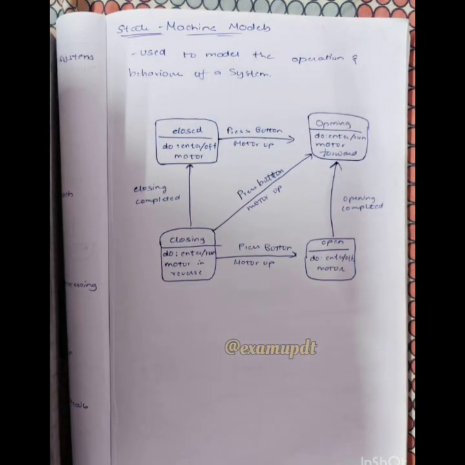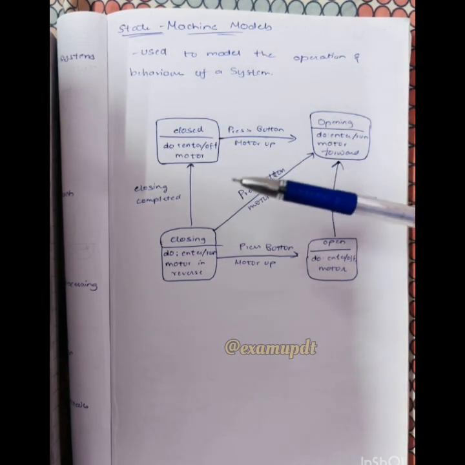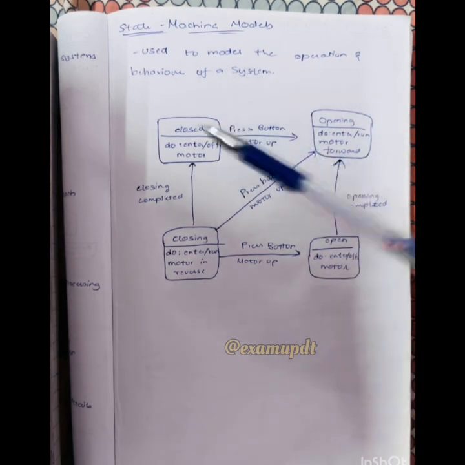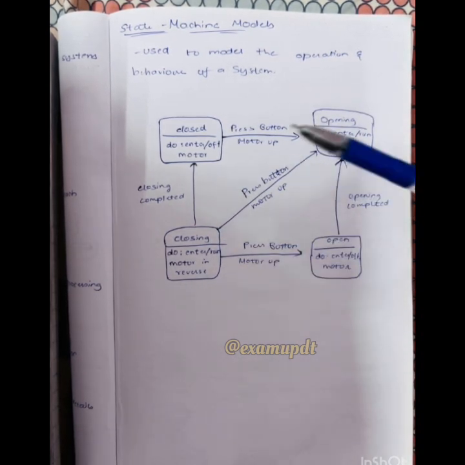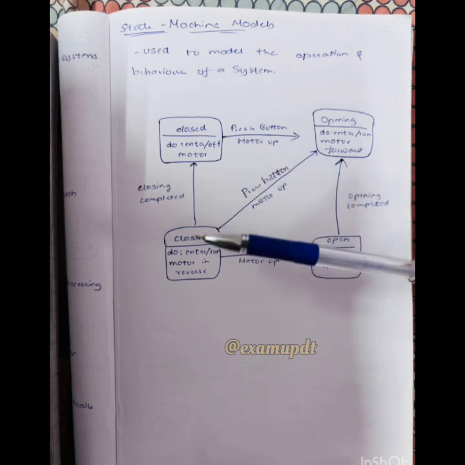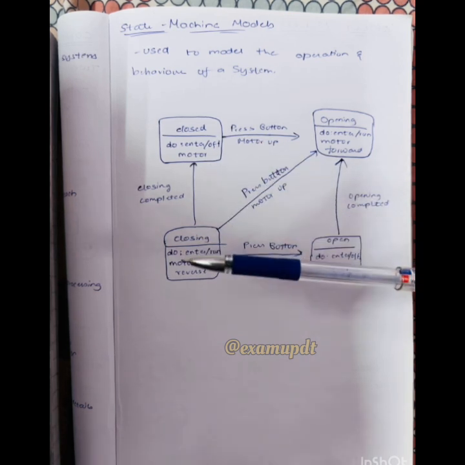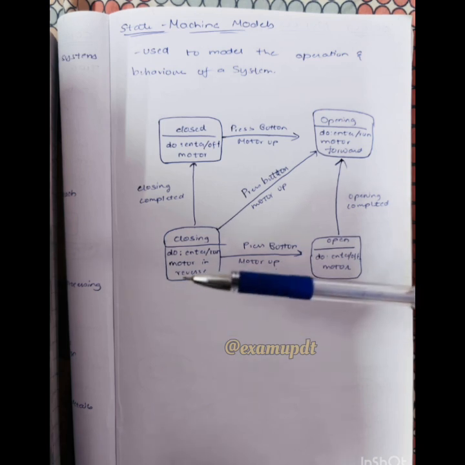In the previous video we have already discussed data models. So the state machine model is one type of model in the behavior model. The state machine model is used to model the operation and behavior of the system. Basically, the state machine model shows us how a system behaves in response to events. It may be internal or external. And these events can lead the system to move between different states.